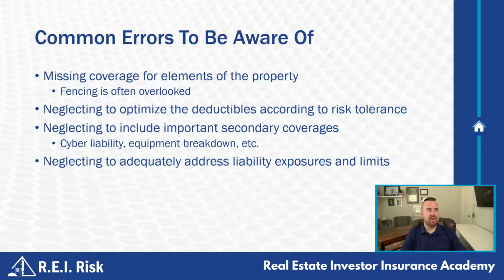Next is neglecting to adequately address liability exposures and especially limits. If you've got a large property, your standard $1 million per incident, $2 million per year is not going to be sufficient. So you want to make sure that you are adequately covering those liability exposures in the insurance program. And that's it for our common errors.